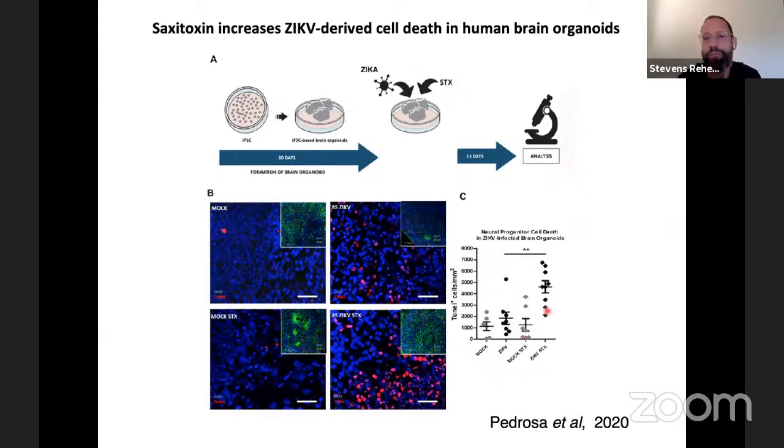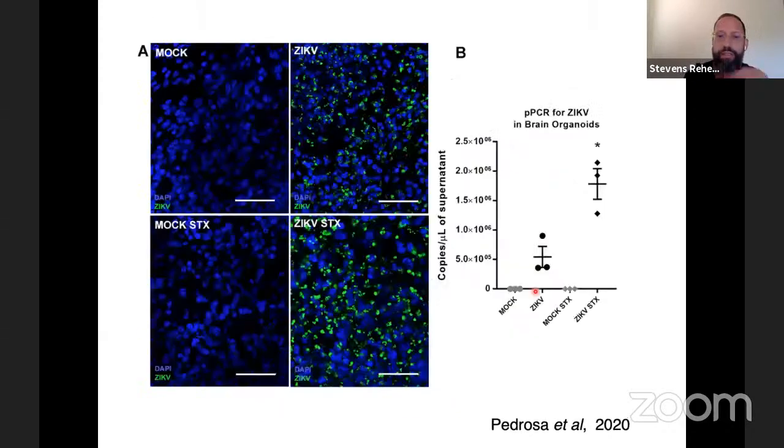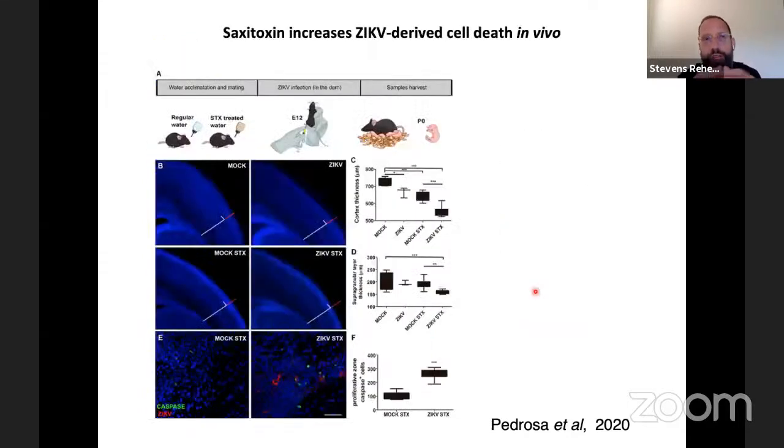So basically you have more cell death when you have Zika virus combined with the saxitoxin. And one other thing that's interesting is that we also saw an increase in the copies of the Zika virus when the tissue was exposed to saxitoxin as well. Then we moved it to animals to try to replicate what we saw with the brain organoids.